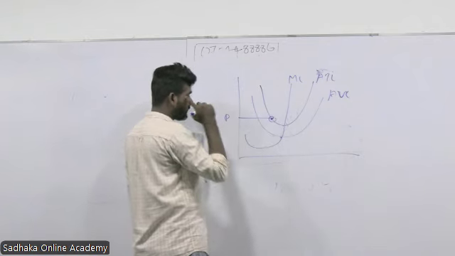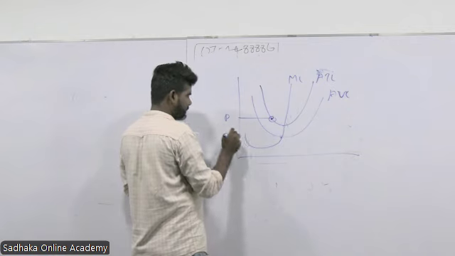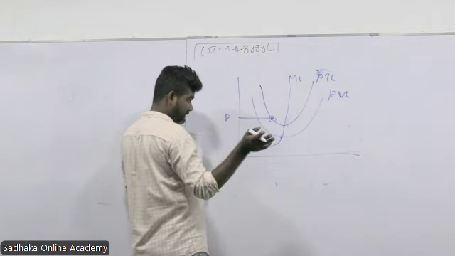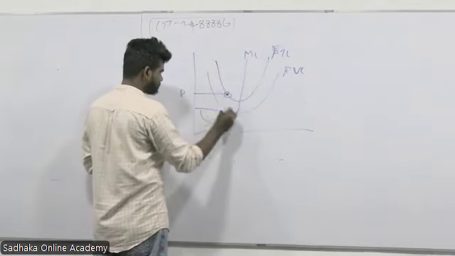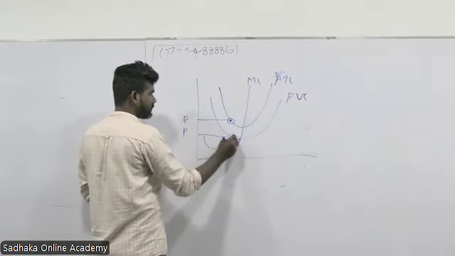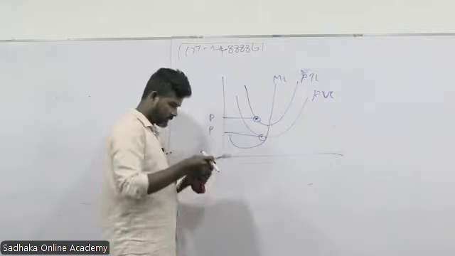This, okay. And again, this is the second, fourth answer. Minimum point of their average variable cost curve. No? Average.